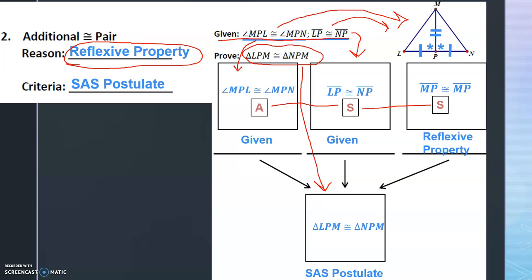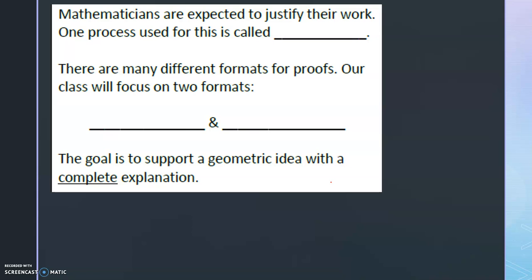We have some ideas about proof that we're going to fill out here. So on the left side, in the left box, mathematicians, like we are, are expected to justify their work. One process used for this is called proof. So what we are doing is proofs. There are many different formats and types of proof, but we are just going to be doing flowchart and 2-column proofs. What we just did is considered a flowchart proof, and then we will transition into doing 2-column proofs. The goal is to support the idea with a complete and very specific explanation.